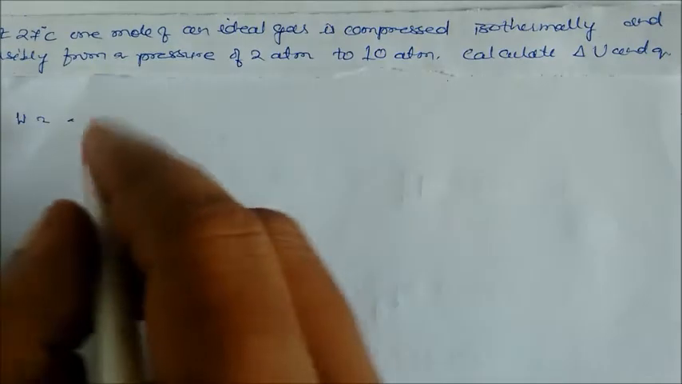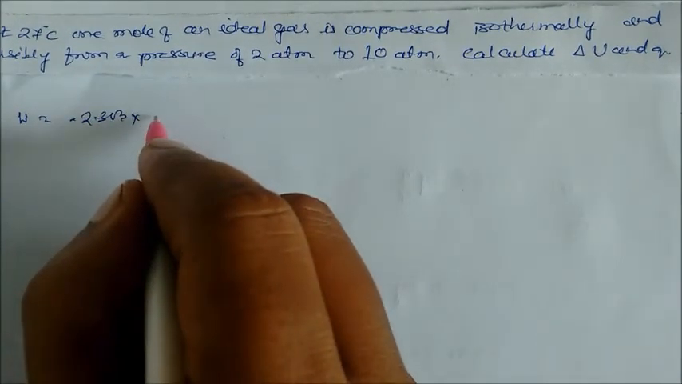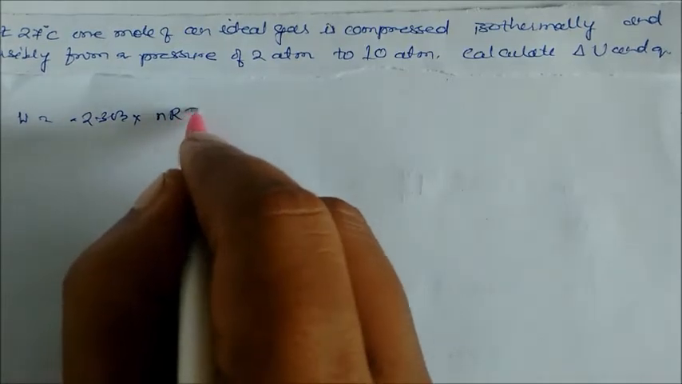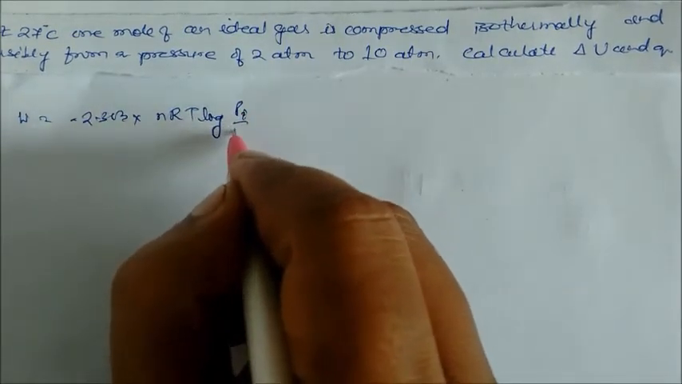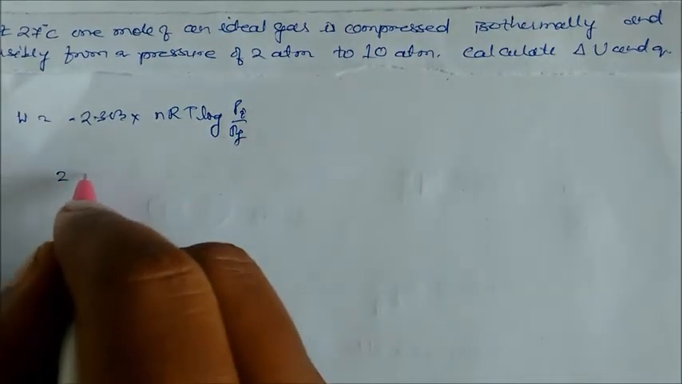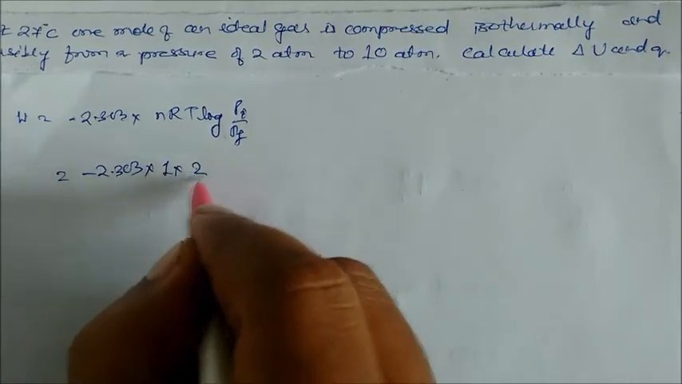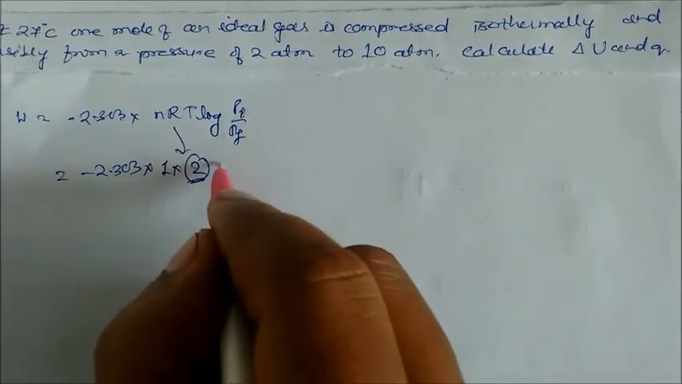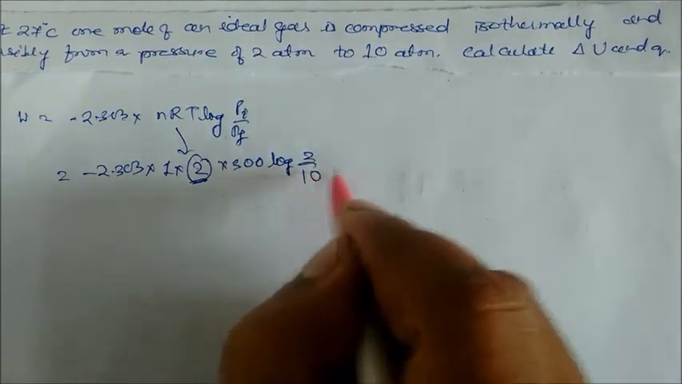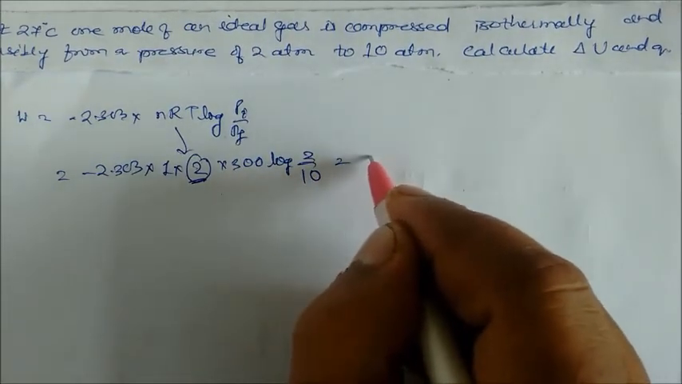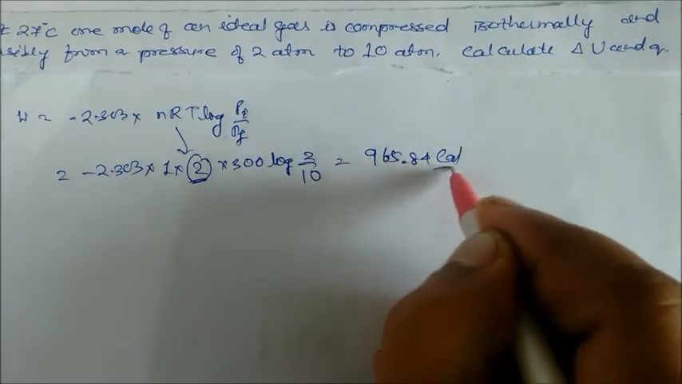so isothermal process, so minus 2.303 into nRT log of P initial by P final. So we can directly put the values: minus 2.3 into 1 into 2, which is the R value, temperature is 300, and log of 2 by 10. So on solving we will get the answer here 965.84 calories. So this is our answer.